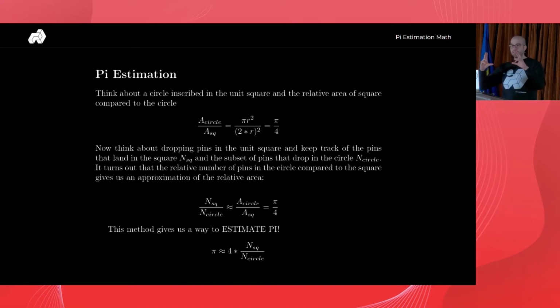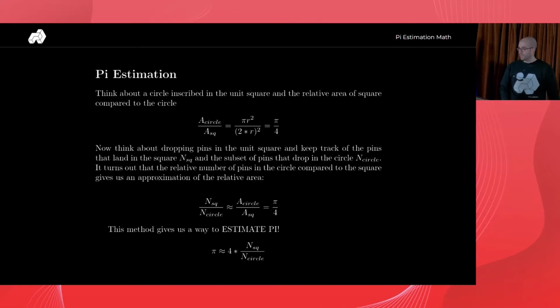The first idea is to start with a unit square and think about the circle that's inscribed in that unit square. If you compare the ratio of the areas of the circle to the square, you'll get pi over 4. Now, think about randomly dropping pins in that unit square. We're going to show you a diagram of this when we do the simulations. Keep track of what's in the circle and what's in the square. You can already see that the circle is a subset of the square. The number in the square total divided by the number in the circle is equal to the ratio of the area of the square to the circle. There's a little typo, that should be inverted.